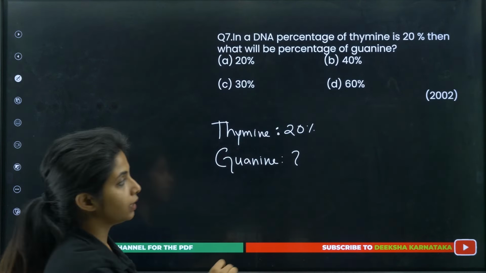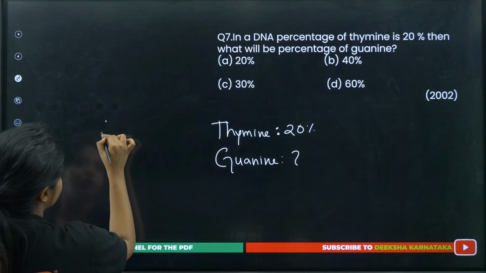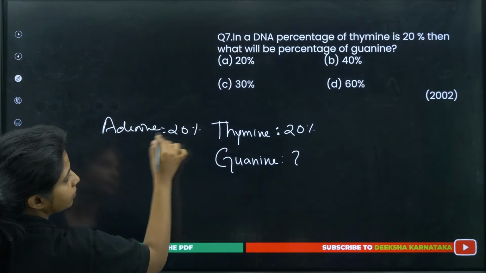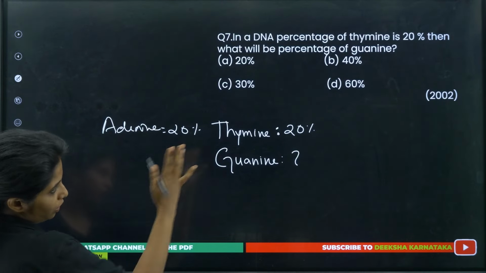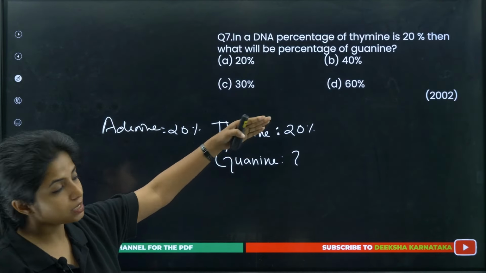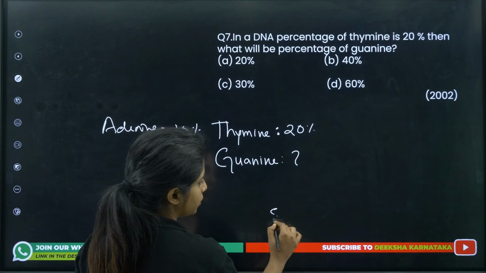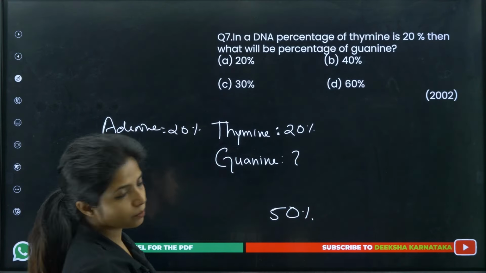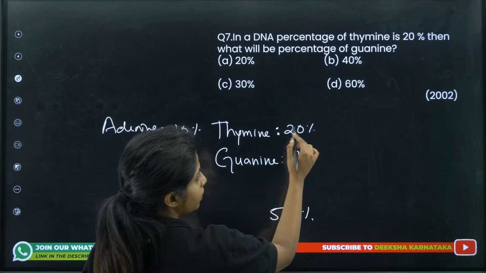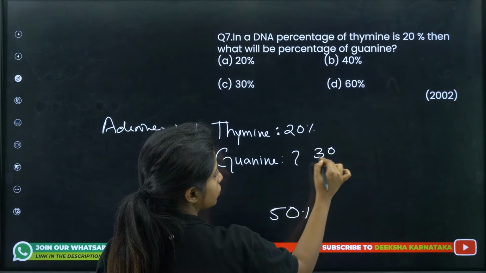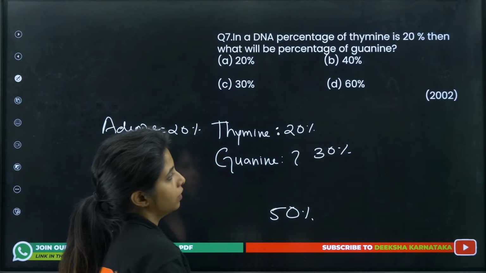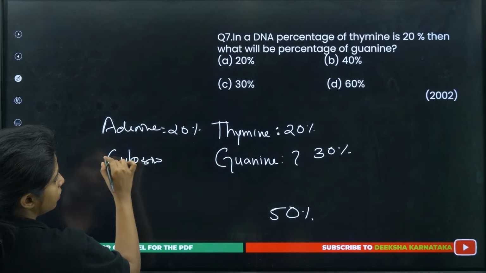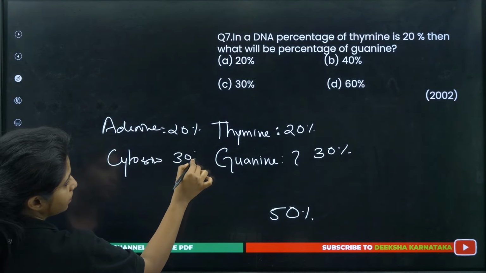So if thymine is 20, then who is thymine's partner? Adenine. Adenine will also be 20, right? Obviously, if thymine is 20, the rest must total 50%. Cytosine will be the same as guanine, so if you find the cytosine amount, then you can find the rest. So if thymine is 20, cytosine will be what? 30, children. So guanine will also be 30. Okay, you got to know everyone's. Cytosine will also be 30.